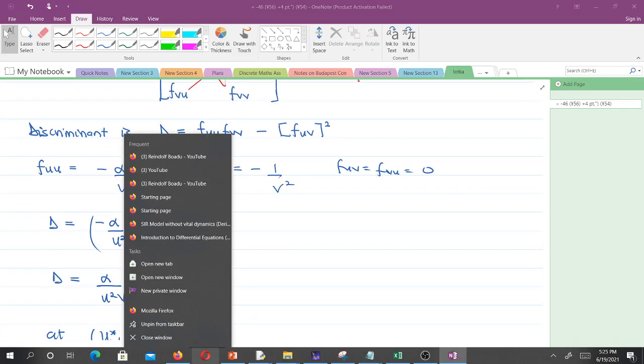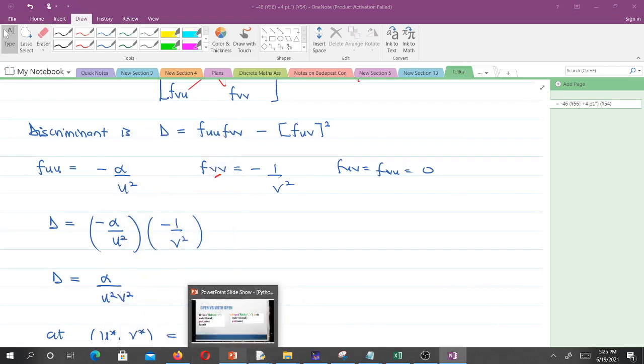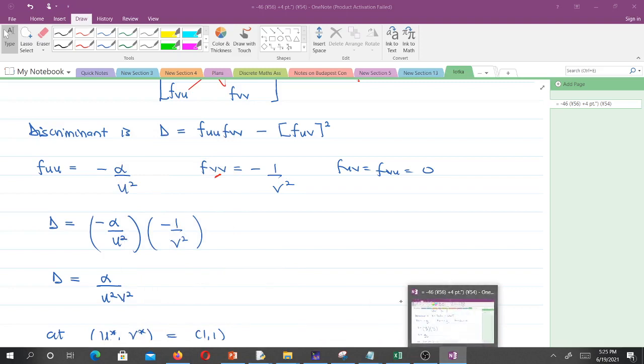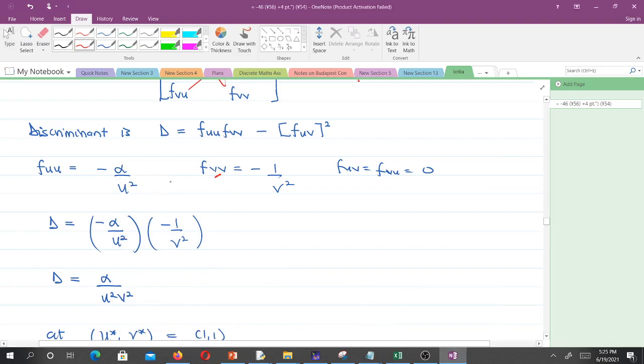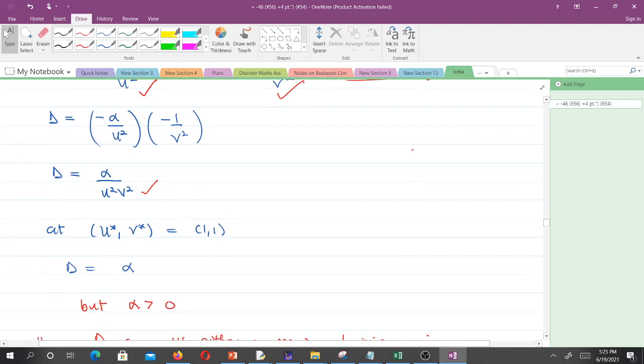Okay, so it will give us what we can see here. And when we take the partial derivative of what we can see here, we are going to get 0. So when we put it in this relation, we will get the discriminant D equal to minus alpha over u squared times minus 1 over v squared. That will give us alpha over u squared v squared.